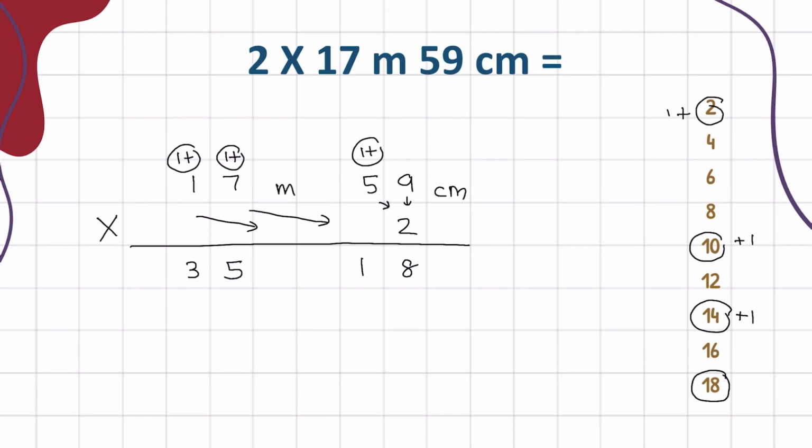We're not done yet because you need to bring down meter and centimeter. So for this one, as you can see, the centimeter is 18. It is already less than 100. No need to minus it because we already bring it above the 7 when we times. So this is another way with the previous questions that you can do when you do multiplication of length. So 2 times 17 meter 59 centimeter is equals to 35 meter and 18 centimeter.